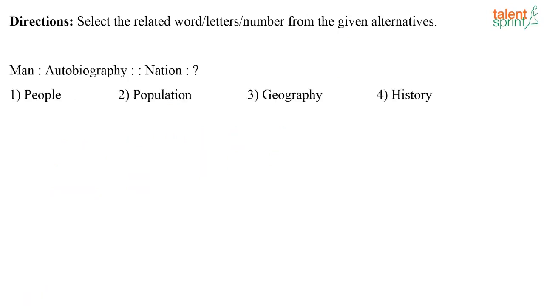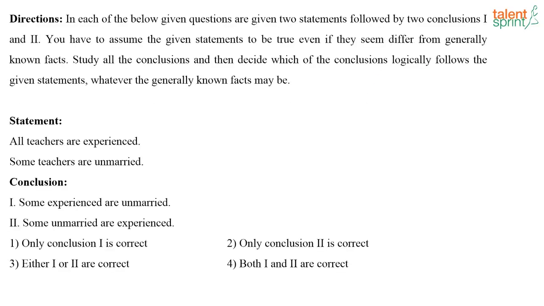Next one. Man is to autobiography as nation is to dash. The correct answer here is history. What is an autobiography? It is something where everything about a person is written, what happened to him in the past and all that. Similarly, when you talk about a nation, where is all that written? It is written in history, right? That is option 4. Yes, next one.